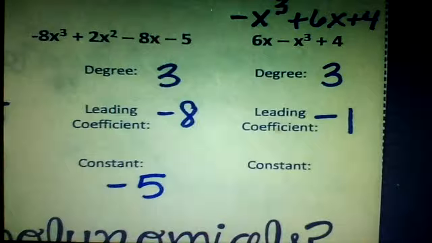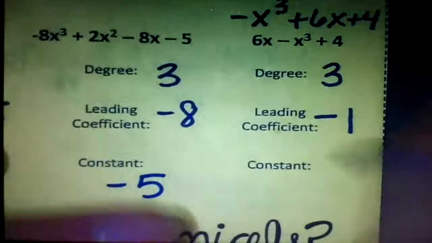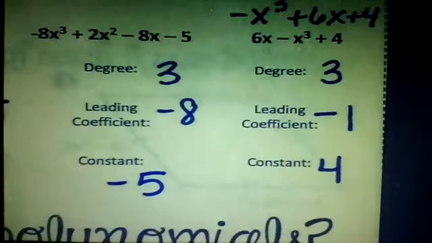The next one is 4. And my constant is 4. The degree is your highest.